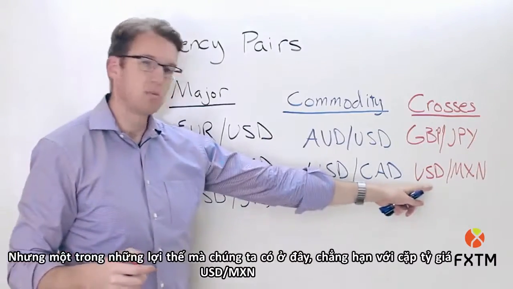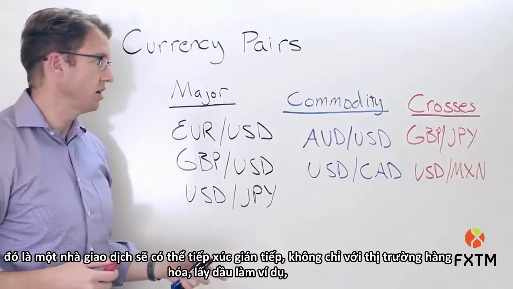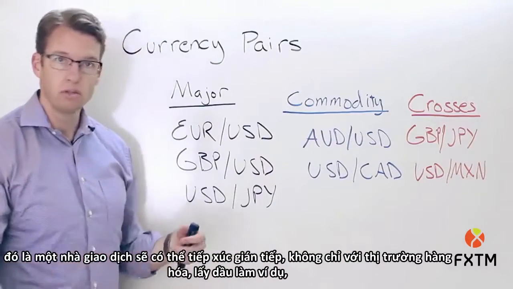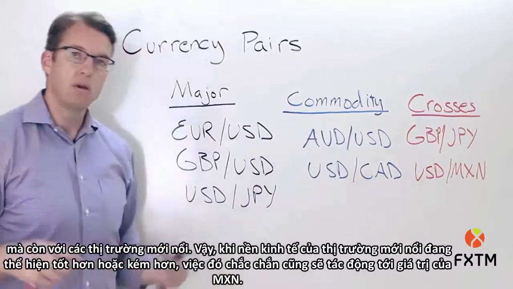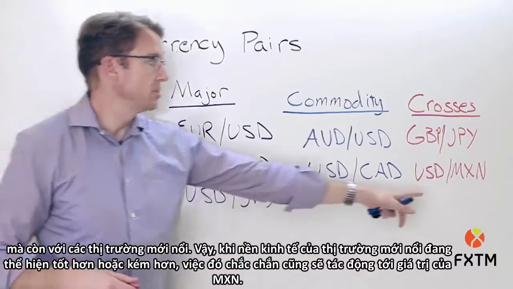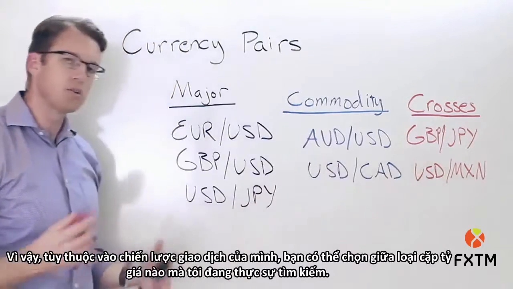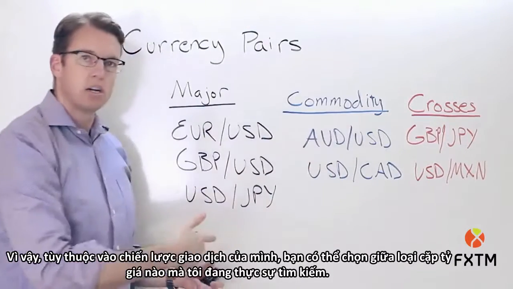But one of the advantages we have here, let's say, with the dollar to the Mexican peso, is that a trader would be able to have indirect exposure not only to the commodity market, oil for example, as the Mexican peso is very sensitive to the price of oil, but also to emerging markets. As emerging market economies are doing better or worse, that's certainly going to affect the value of the Mexican peso as well.